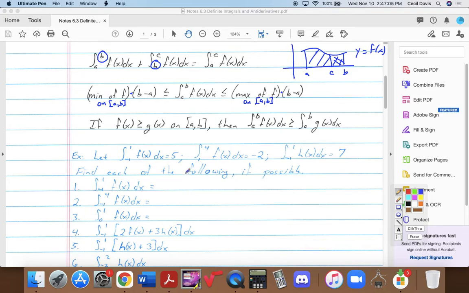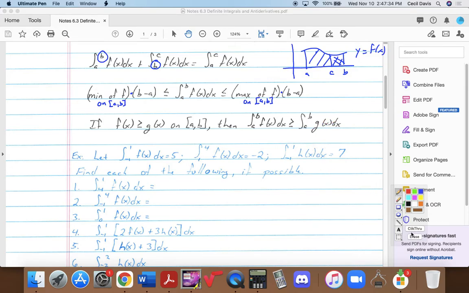And another one that I think is relatively straightforward: if f of x is greater than or equal to g of x on the closed interval from a to b, then the integral from a to b of f of x dx is greater than or equal to the integral from a to b of g of x dx. It's the same width, but f is either higher or equal to g of x, so it's got greater area.